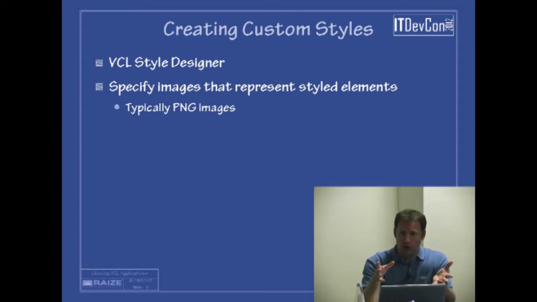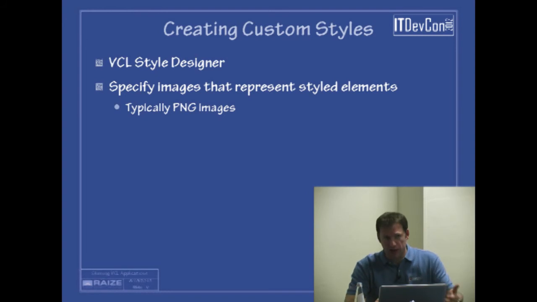The way it works is you set up images for the different elements that you want to style. Typically you'll use PNG images because they support transparency and alpha channels, so you're going to get much better output. Likewise, you're going to want a tool that provides support for PNG images and alpha channels and so forth, especially if you want to do rounded corners. You need to have that.